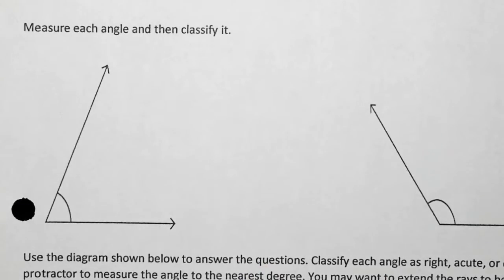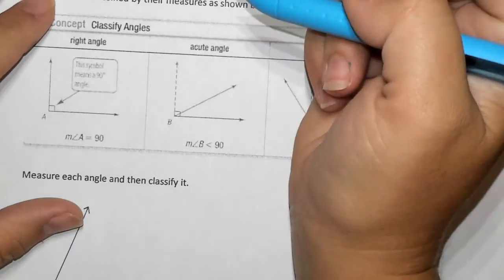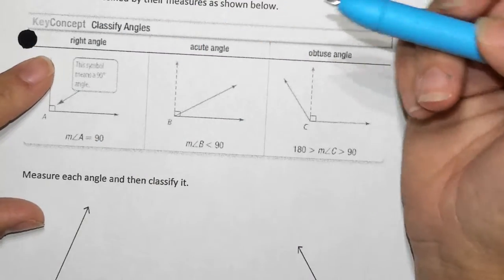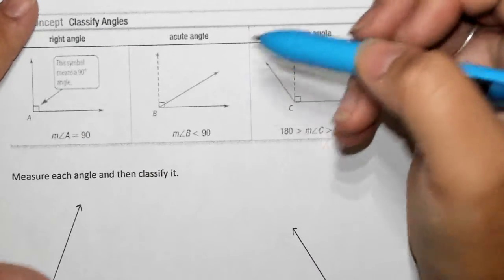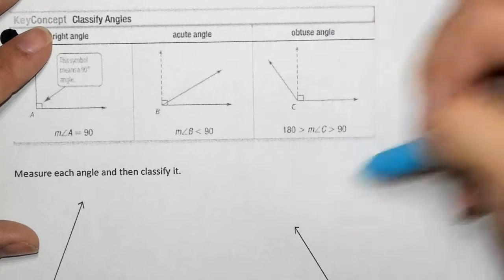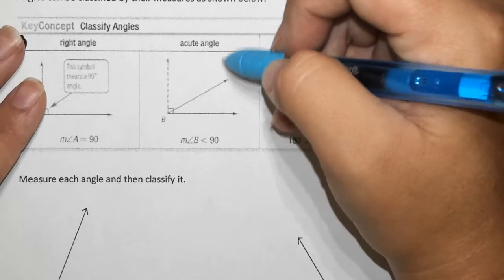Okay, so in this lesson, we are going to learn how to use a protractor. Now, before we get started, you should know this. A right angle is how many degrees? 90. Acute angle? Less than 90, right? And obtuse is greater than 90, but less than 180. Okay? Now remember, acute is a little acute angle. Okay? So here is how you use a protractor.